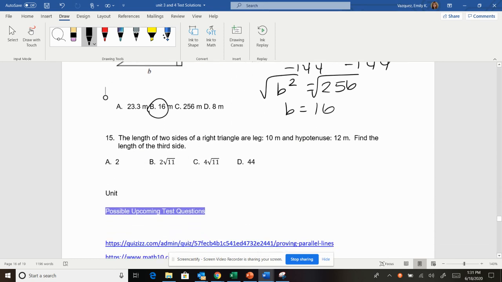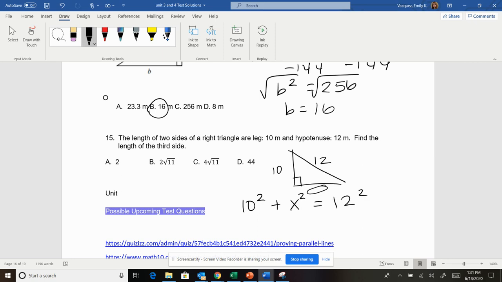Last one. The length of two sides of a right triangle are leg 10 and hypotenuse 12. I'm not going to finish reading the problem because for me, if I'm using a right triangle, I'm going to draw it because most of us can think better with drawing, okay? So right triangle, 10 is going to be a leg. The hypotenuse is going to be 12. Find the third side. So again, we're going to use Pythagorean theorem. I'm going to go ahead and use x as my variable.